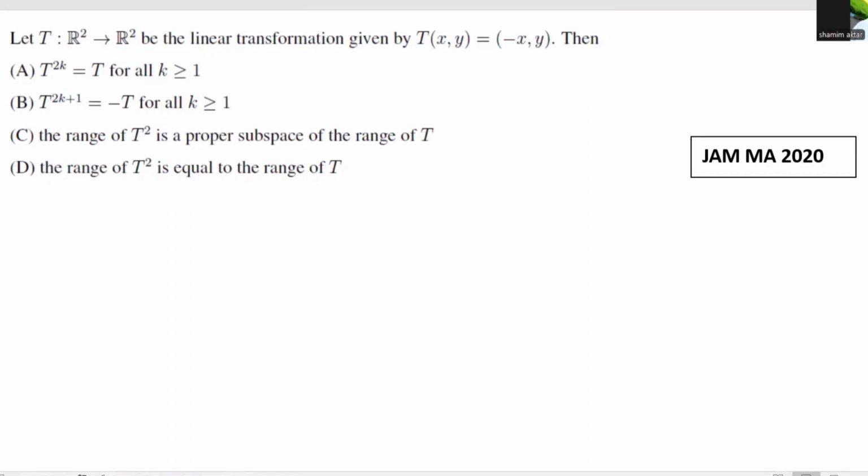Today I will be discussing a question on the linear algebra topic of the JAM exam. Okay. So the question is: given that T: R2 to R2 is a linear transformation defined by T(x, y) = (-x, y). Then which of the following is true? Okay. Now the solution.